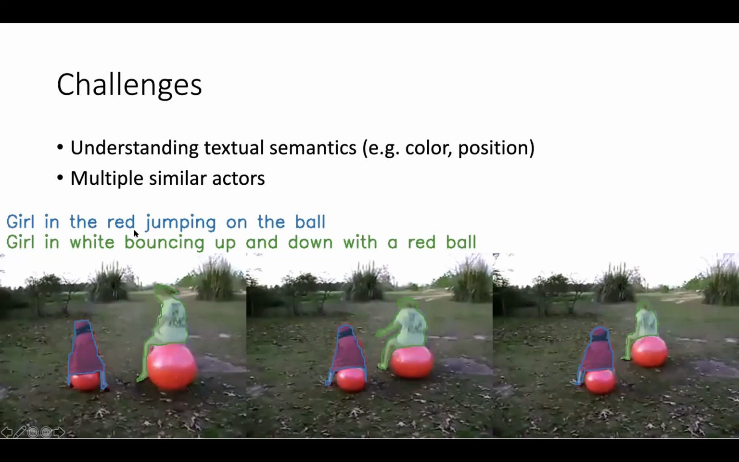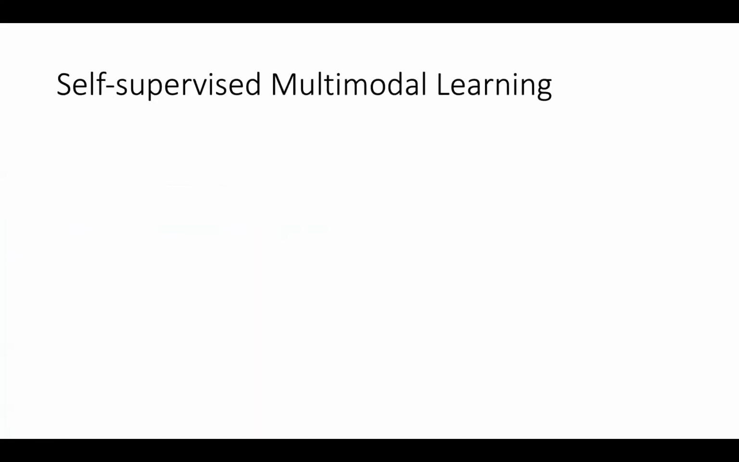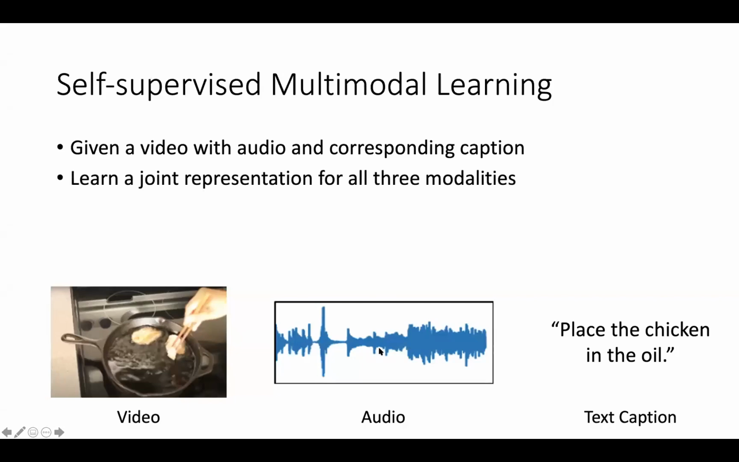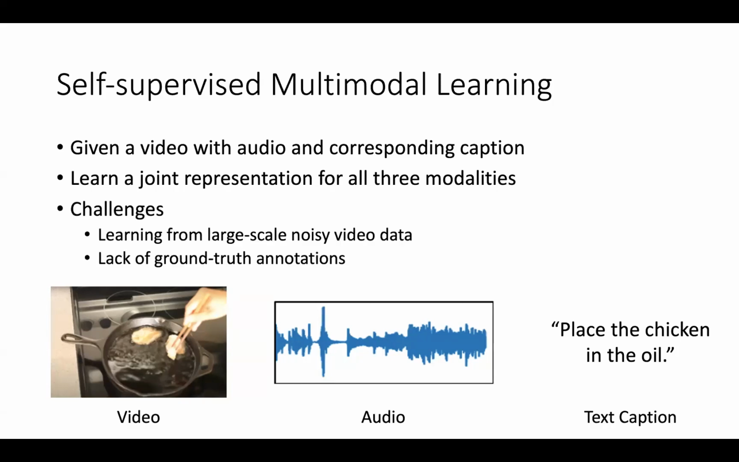And then the last problem we deal with is self-supervised multimodal learning. So in this case, we're given a video, audio, and corresponding caption. In this case, it's a video of placing chicken in oil, and we would have the audio for that as well. And the goal for this is to learn a joint multimodal representation for each of these modalities.